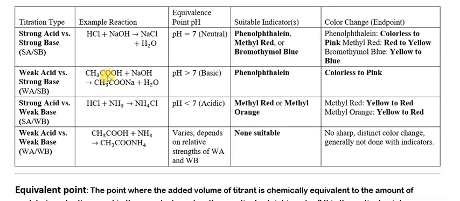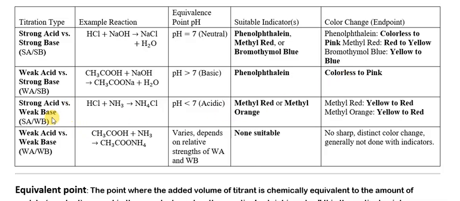Next is the weak acid and strong base titration. A weak acid is, for example, acetic acid, and a strong base is NaOH. If we take the titration between a weak acid and a strong base, the pH is greater than 7 at the equivalence point. So on the basis of the strong base, we choose phenolphthalein as the indicator. It also shows colorless to pink.